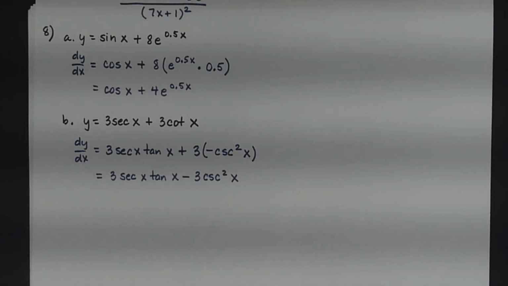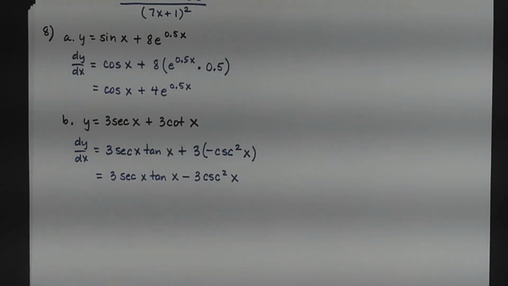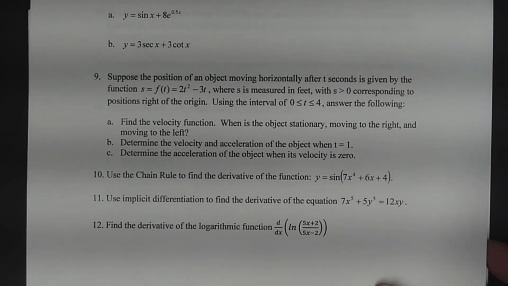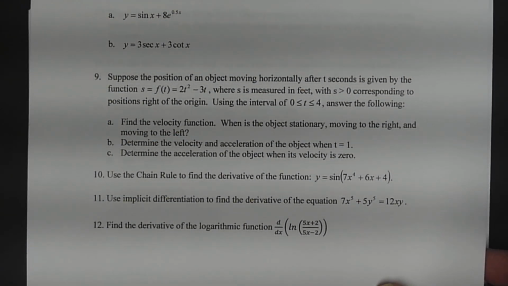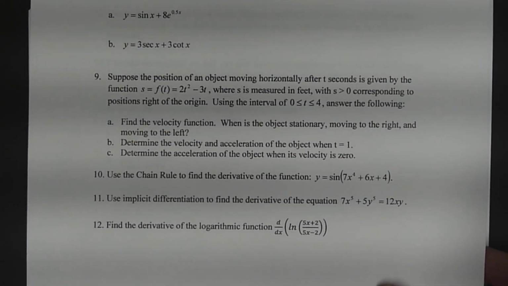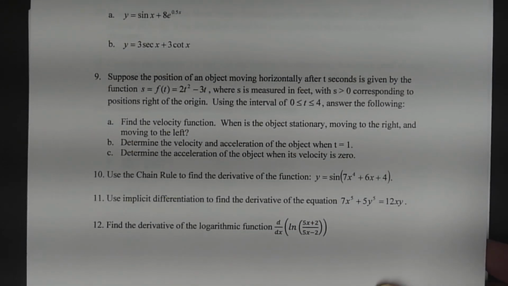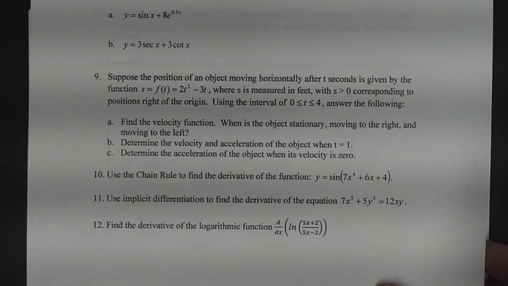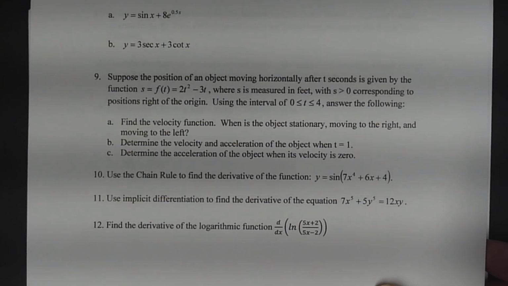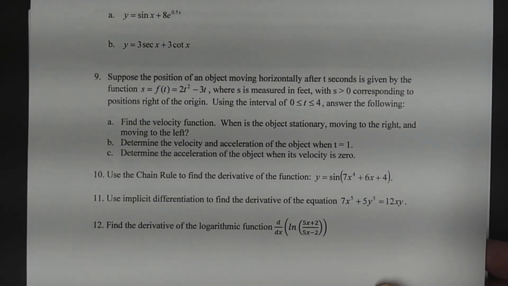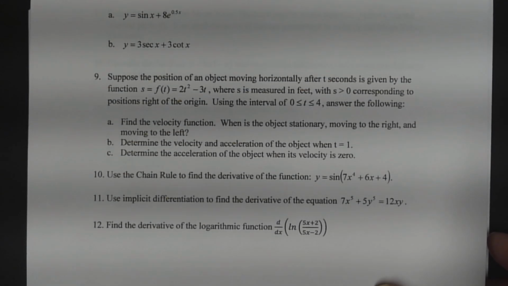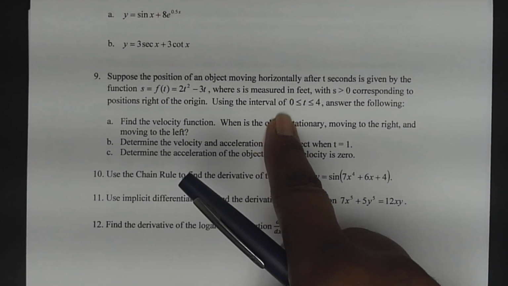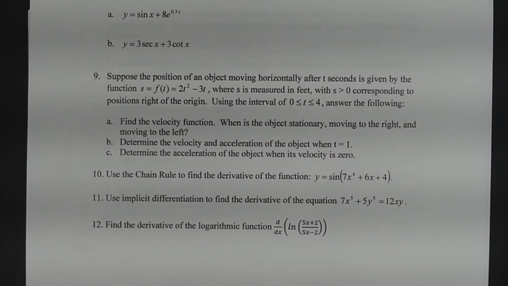All right, problem number 9. Rates of change. Suppose the position of an object moving horizontally after t seconds is given by the function s equals f of t equaling 2t squared minus 3t, where s is measured in feet, with s being greater than 0 corresponding to positions right of the origin. Using the interval from 0 to 4, where t is greater than or equal to 0 and less than or equal to 4, you're going to answer the following.